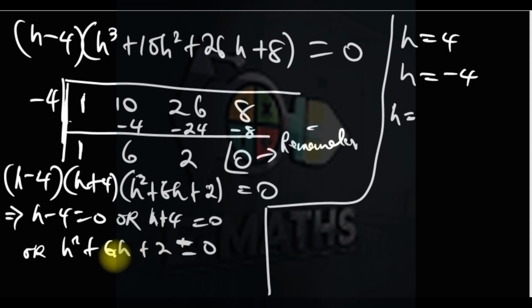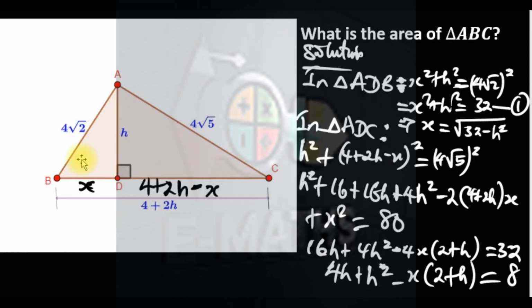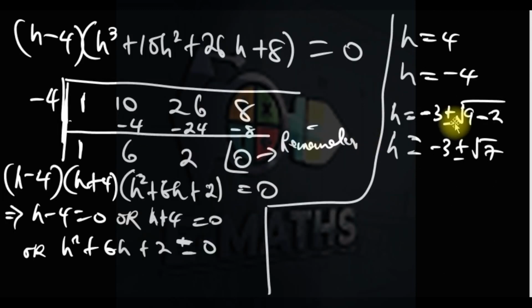So we now see that h is equal to minus 3 plus or minus square root of 9 minus 2, so minus 3 plus or minus square root of 7. And if you look at this, we have 4 answers. You notice that some of these are negative. The height cannot be negative. The height is always positive. So the negative heights are off, and the two answers here will also give us negative. The height is 4. But we are asked to find the area.